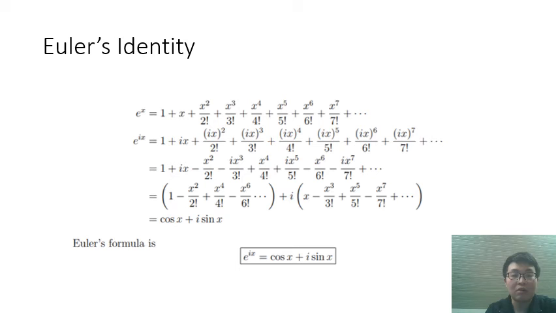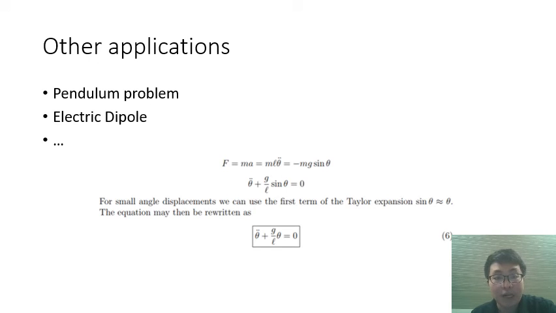And so there's a well-defined way to express e to the ix in terms of polynomials. There's also a well-defined way to express cosine and sine in terms of polynomials. And when you really expand them, it should be fairly obvious that they're the same. So that's how we prove Euler's identity using Taylor expansion.